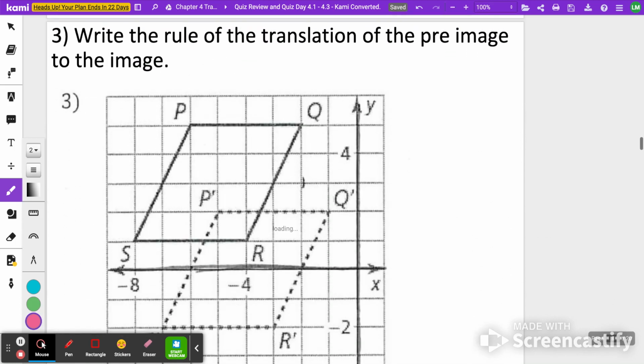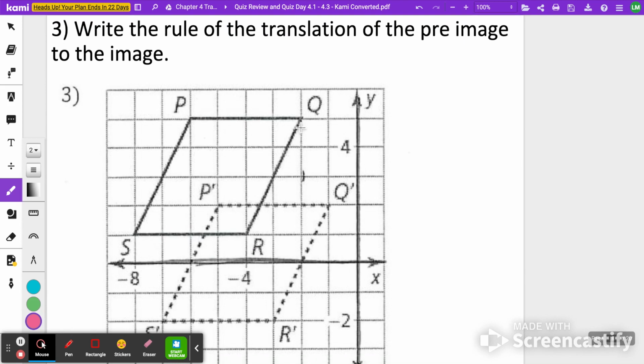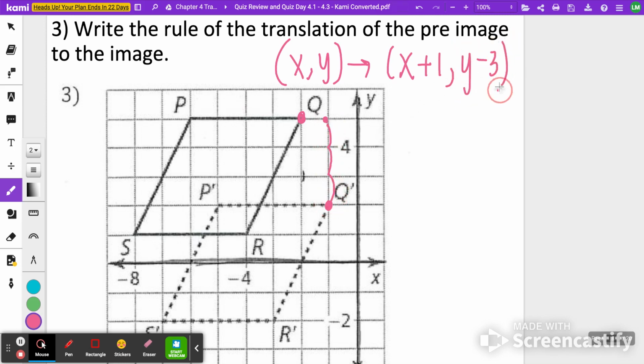Number 3 says to write the rule of the translation of the pre-image to the image. So this one, what I would do is I would just pick a point, like point Q, and I would try to figure out how did Q get to Q prime. Remember, our rules need to start with x and then go y. So x is to the right or left, and it looks like I went to the right 1, so that would be x plus 1, and then I went down 1, 2, 3, so that means my rule should be y minus 3. So right 1, down 3.